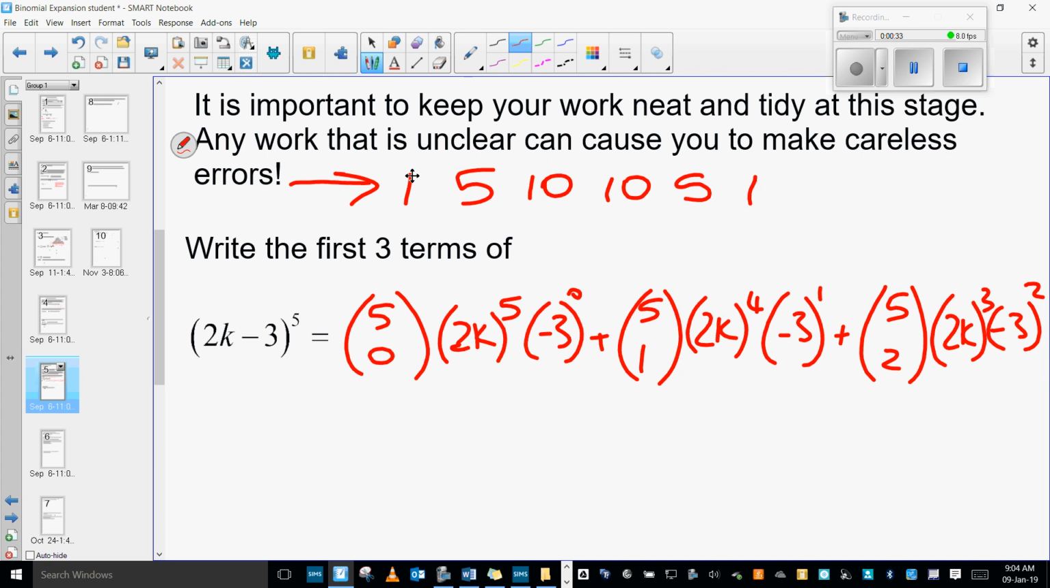Then we need to expand these things. So this is going to become, the 5,0 is obviously 1. 2k all to the power 5. What's that going to be? 32. k^5. We did write it up at the top actually.